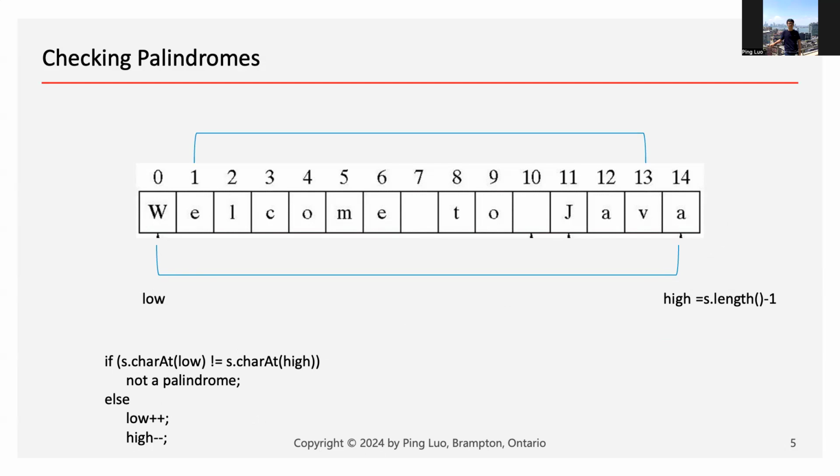Here s is a string, right? charAt gets the character at this index from the string. For example, if low is 0, charAt(0) is W, because the whole string is Welcome to Java and the character at index 0 is W. This is just the function to get a specific character from a string. We talked about it last week, I mean on Monday, right?